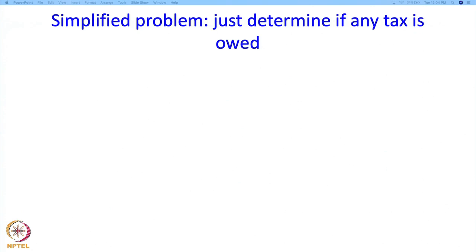Okay, so now we can write the code to just determine if any tax is owed. This is a simplified problem. Our original problem was to calculate the tax actually. Now we are saying no, let's just do something simple first. Just determine if any tax is owed. So we are going to read in the income, but having read in the income, we are just going to print a message saying yes, tax is owed or no tax is owed.